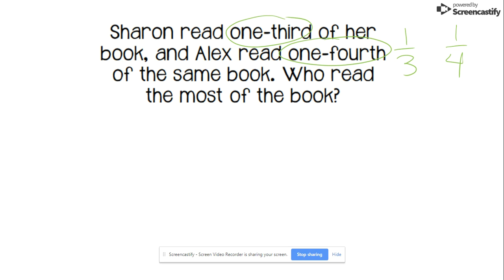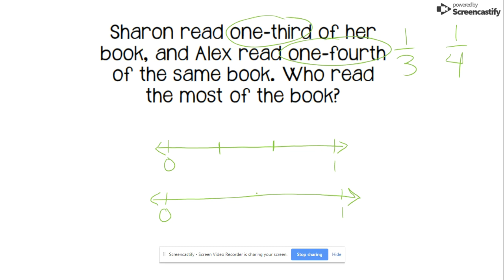And since 4 is not a double of 3, I have to draw 2 separate number lines. Remember that they have to be the same exact length. I'm going to draw one number line, label my endpoints 0 and 1, and break it into thirds. And right underneath it, I'm going to label my endpoints for that second number line, and then partition that number line into fourths.